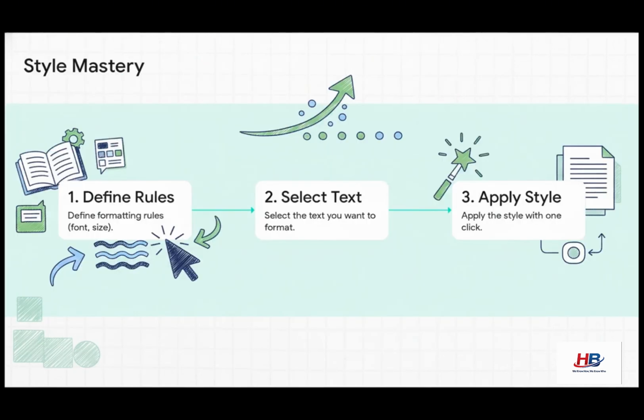And here's the best part. Getting started is so simple. It's really just 3 steps. First, you define your style. You decide what you want it to look like. Second, you select the text you want to change. And third, you apply that style with a single click. Boom, that's it. You can say goodbye to manually changing every single heading one by one.